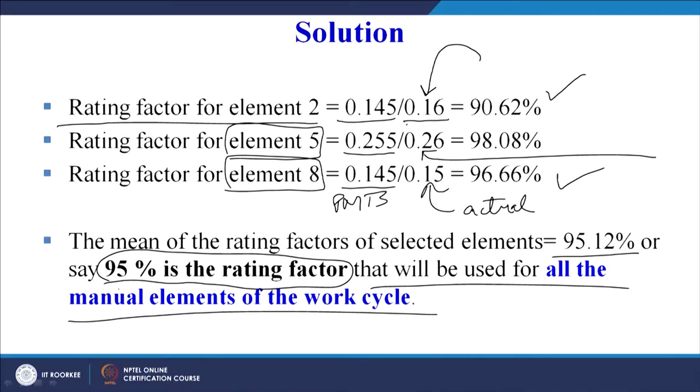But here the issue is that we have the PMTS data, or the time data, available only for 3 elements, that is 2, 5 and 8. So what we are trying to do here is find out the rating factor for these 3 elements, and we are assuming that the same rating factor we can apply for the other manual elements as well. So this rating factor of 95%, which is the average rating factor for these 3 elements for which we were able to find out the PMTS time data, we are using as the average value.